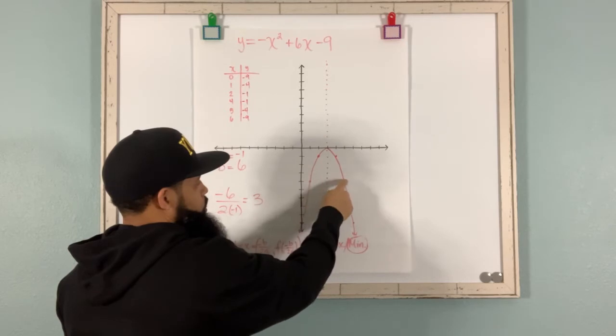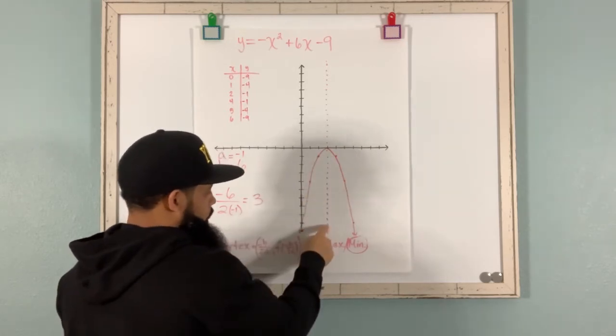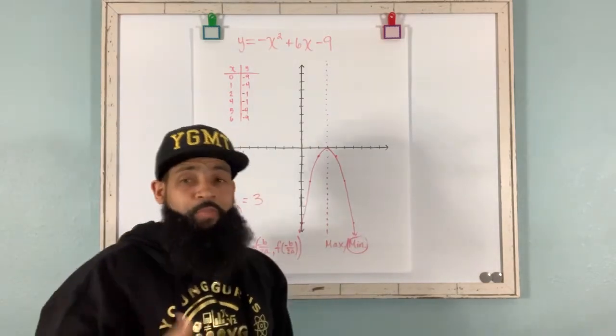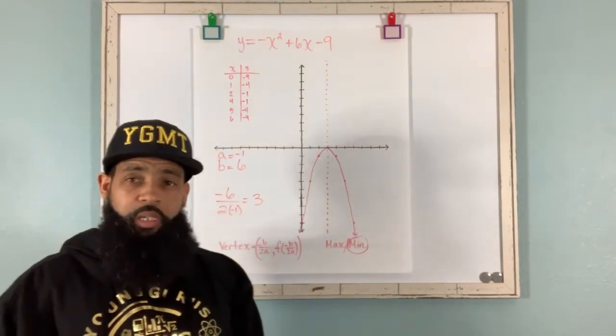1, 2, 1, 2, 1, 2, 3, 1, 2, 3, because it's symmetric. So that's the first example. We're going to do another example.